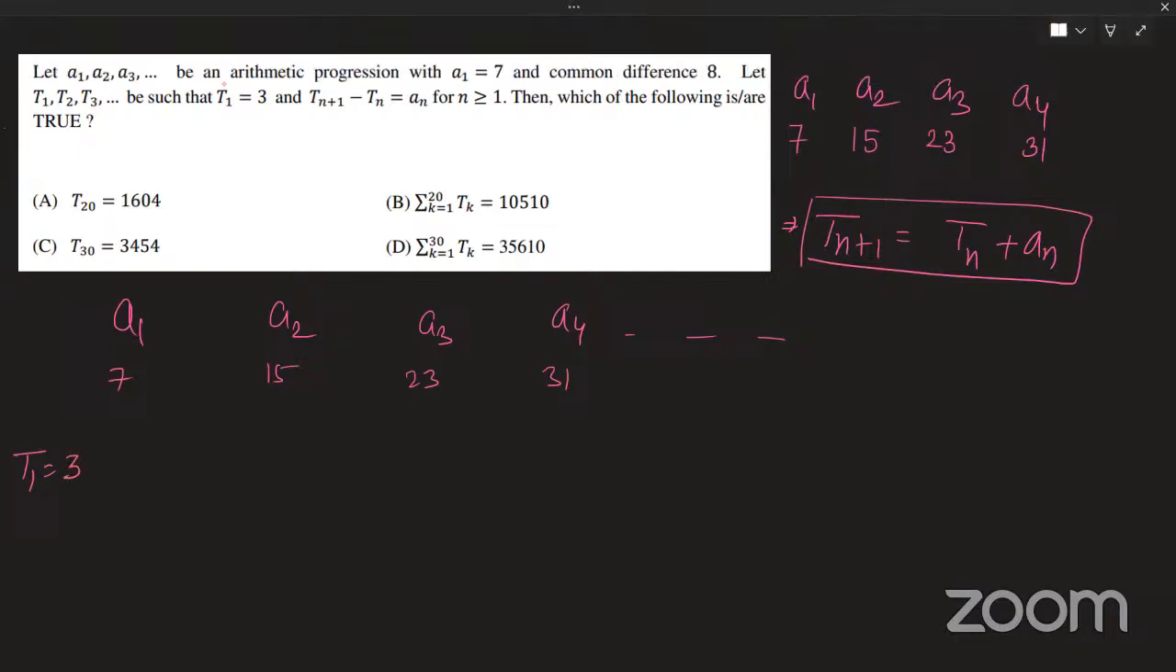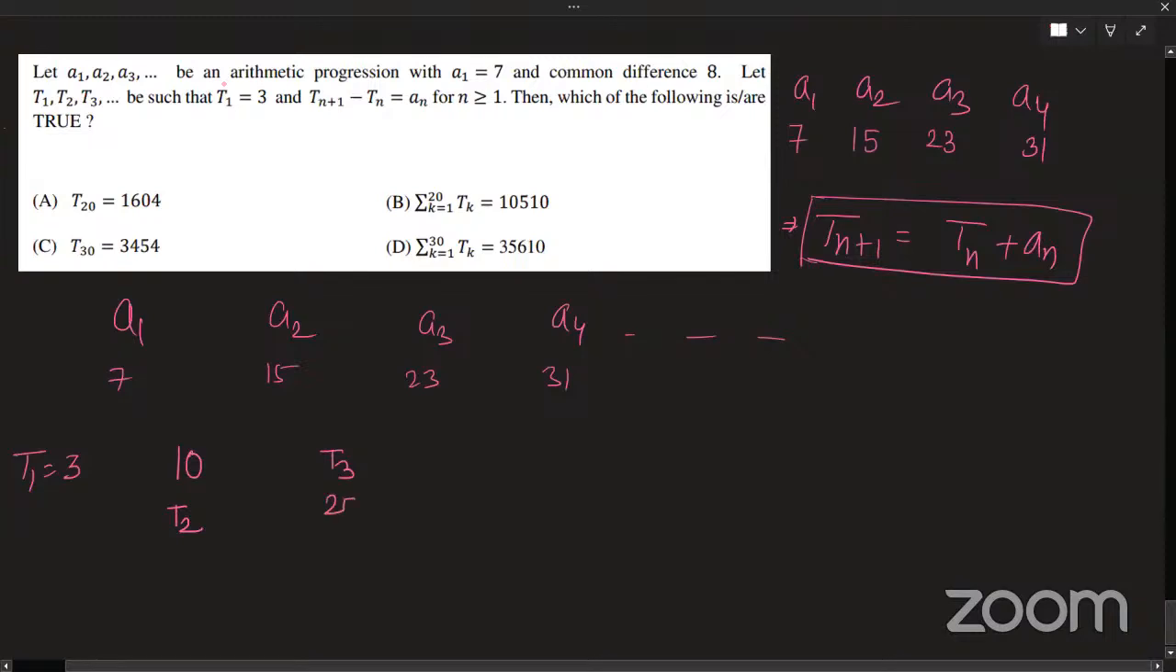Now it is telling me that T of n plus 1 is equal to Tn plus An. What does that mean? That my T1 and A1 have to be added to get my next term. So my next term will be 10. T2 is 10. Same way, my T3 will be 25. My T4 will be 48. Right, everyone?